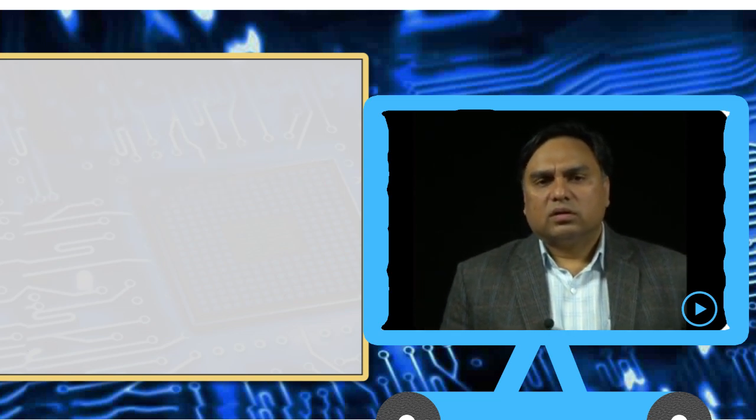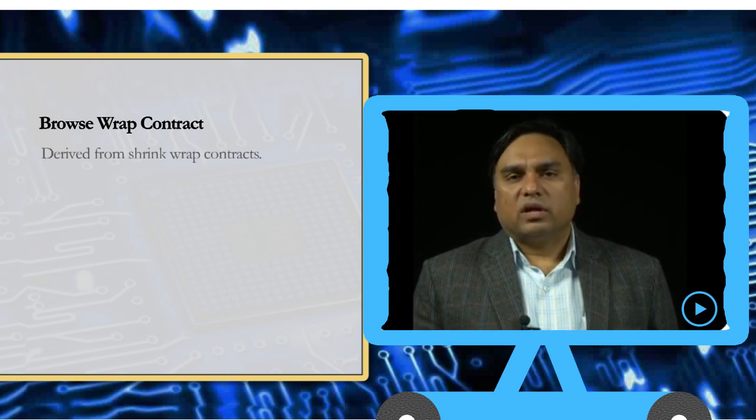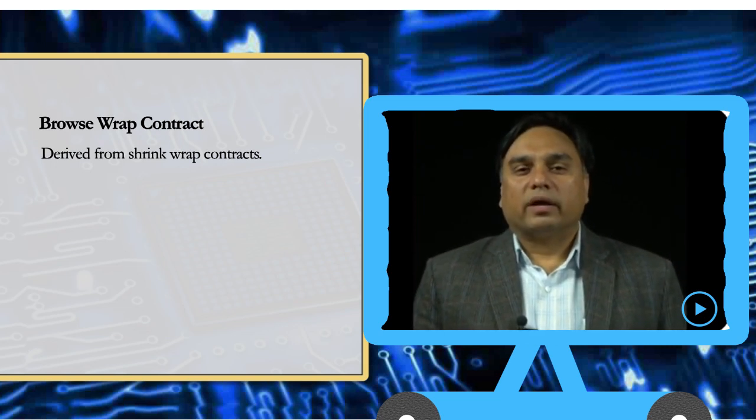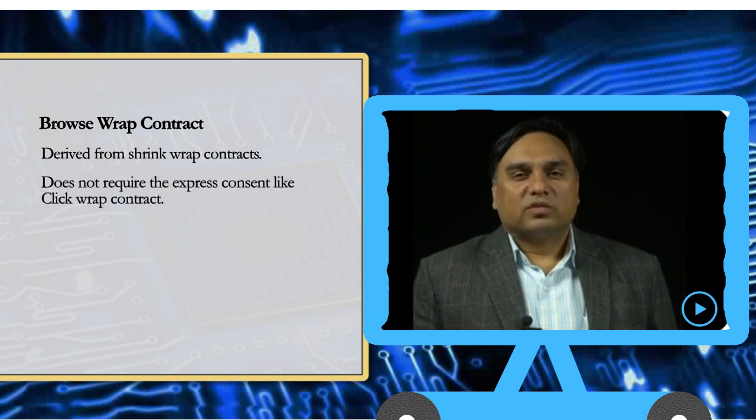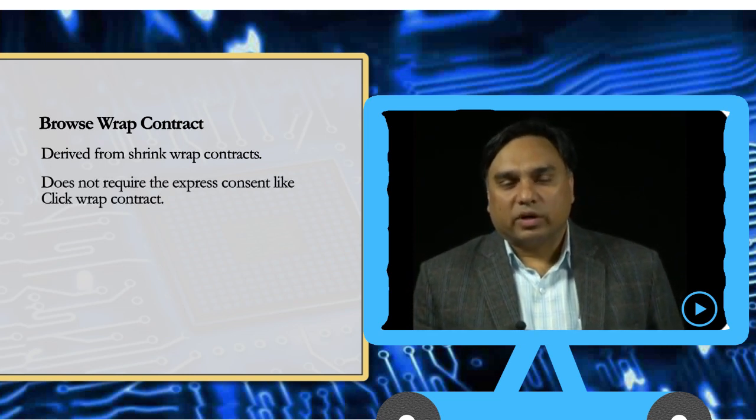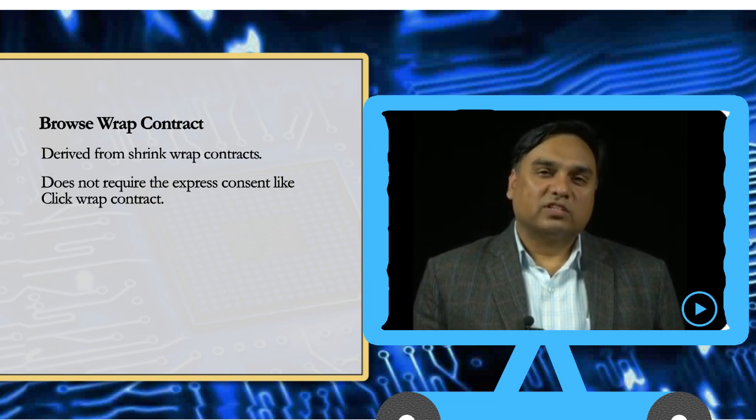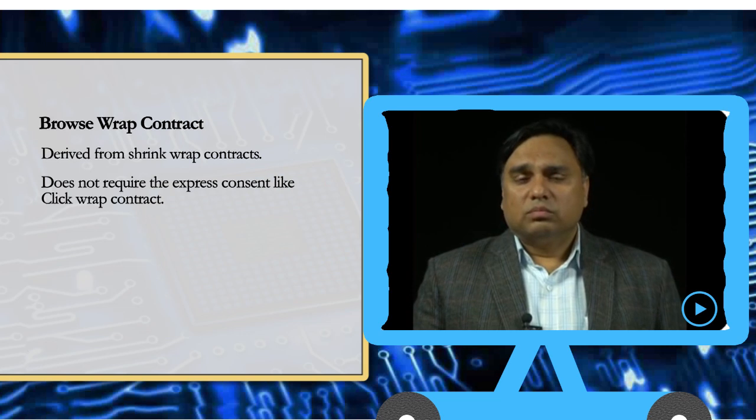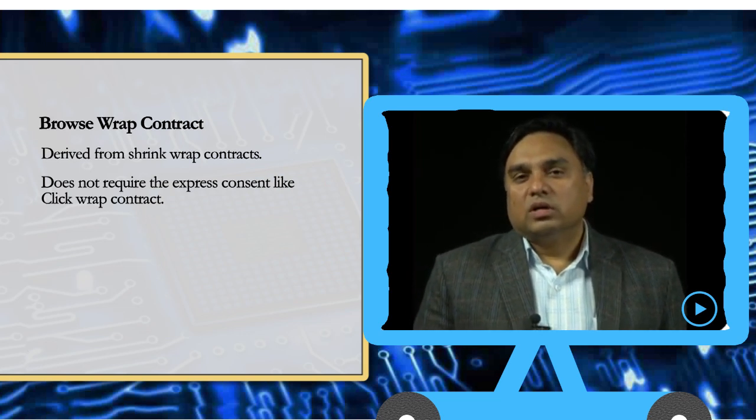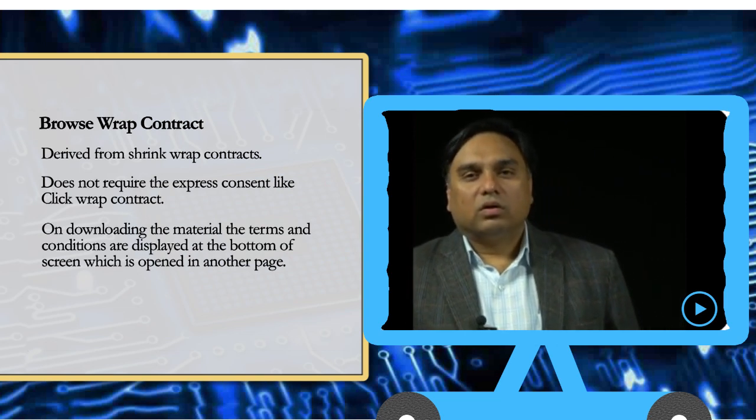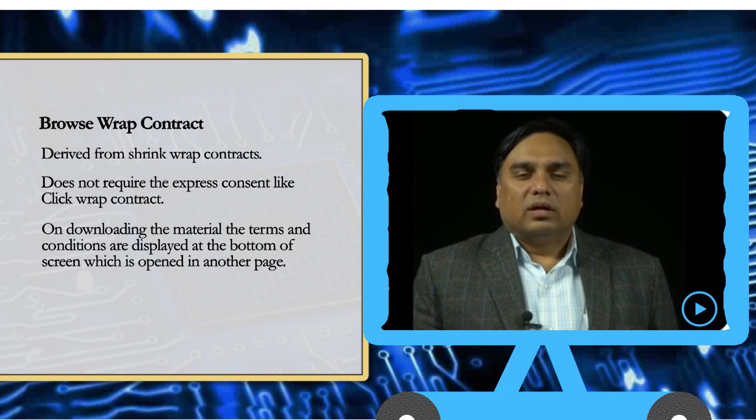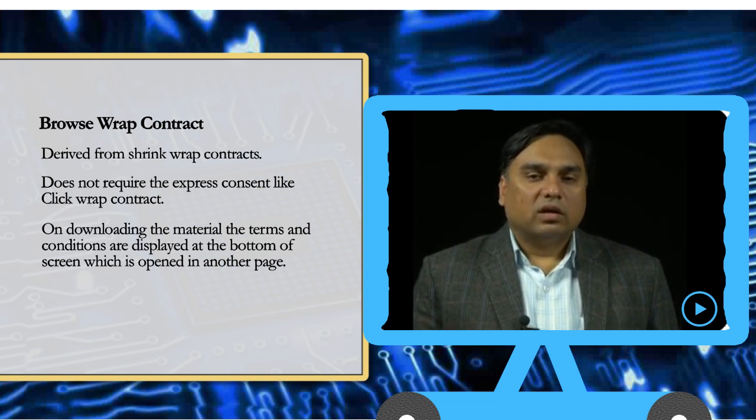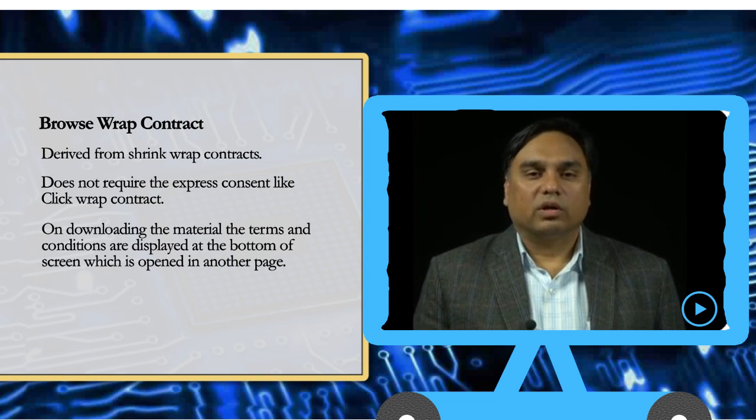Then the other contract is a browse wrap contract. Again, this is derived from shrink wrap contract, and to some extent it is similar to click wrap contract, except there is no requirement for express consent, because in click wrap contract, till the time you don't express your consent, the contract is not complete. But in case of browse wrap contract, though the box may open up or the terms and conditions of download of the software or anything else on your desktop may be conditional, it is not subject to giving consent. So even if you don't give the consent and you access the software, many times the software will be downloaded on your computer.